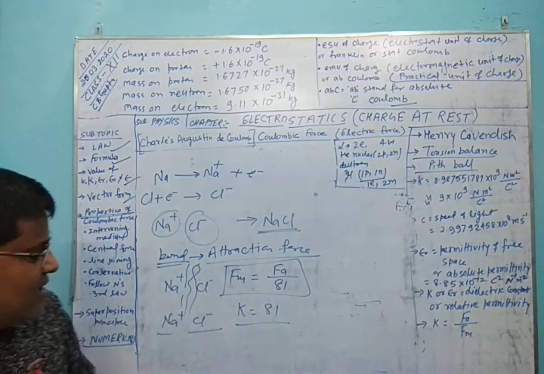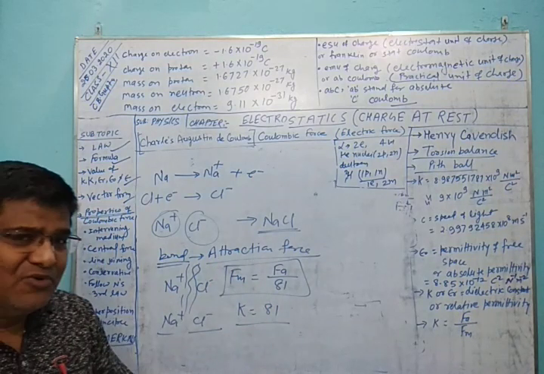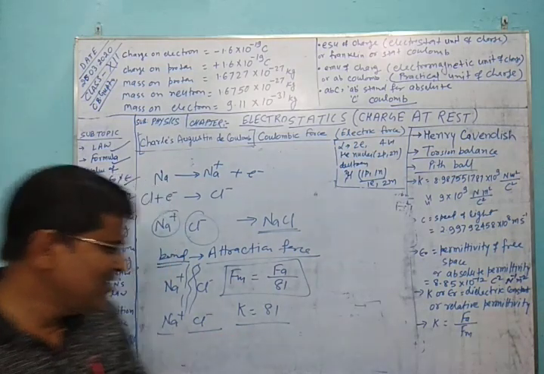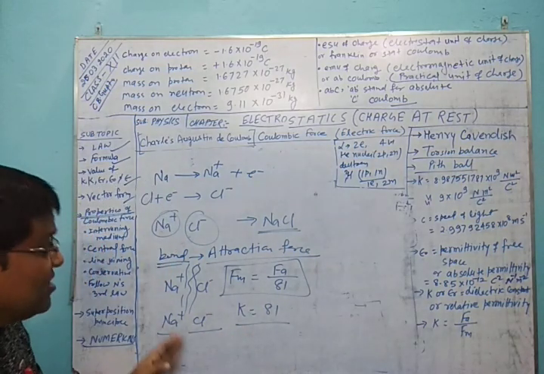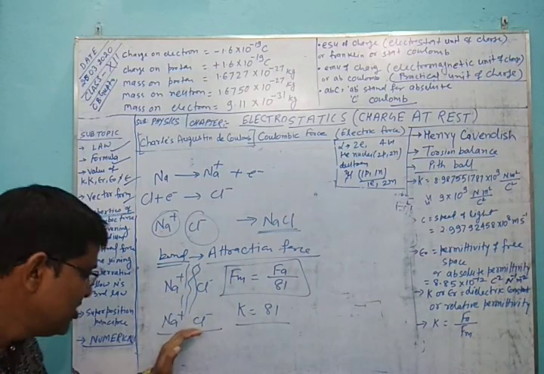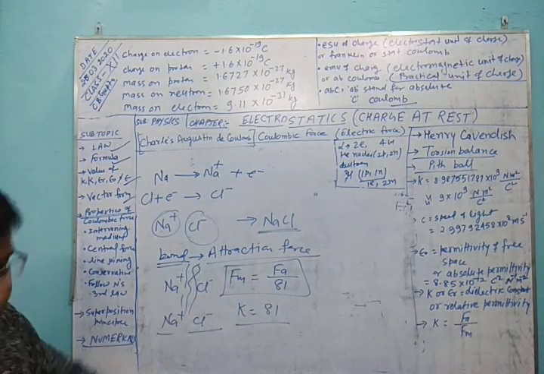That is why dielectric is not a perfect insulator. In my view, the word insulator is nothing. Okay, there is much discussion going on this topic. The force between sodium ion and chlorine ion is reduced, and that's why sodium and chlorine break apart and it is soluble in water.